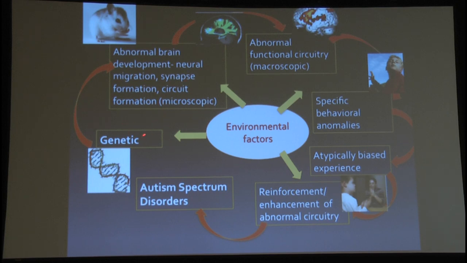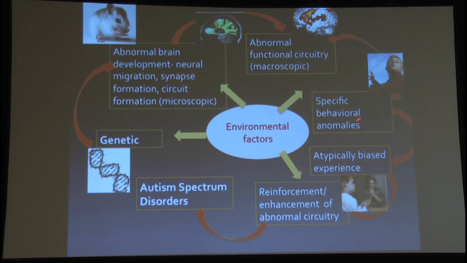Those genes will be responsible for starting neural migration, synapse formation, circuit formation, but environmental factors, how much you use those circuits, is going to strongly impact what is saved and what is not. We can look at that at a large scale, and we know that ultimately it will go into specific behavioral anomalies. We know that depending on what is happening early in the circuitry, it's going to affect behavior.